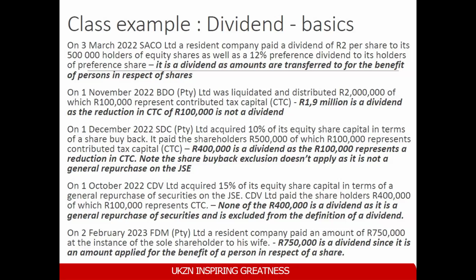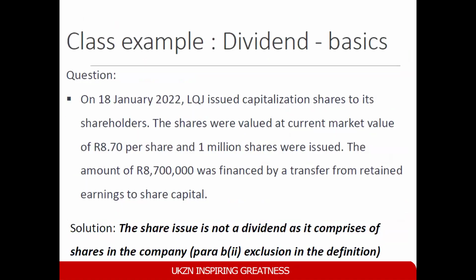So on 18th, the company issued shares to its shareholders, the shares were valued at a current market value of 8.7 per share, and 1 million shares were issued. So you can see it's 8.7 million. The amount of 8.7 million was financed by a transfer from retained earnings to share capital. So in this case, a capitalization issue to its shareholders. The share issue is not a dividend as it comprises shares in the company. So there is an exclusion under paragraph B2. As you can see, it was an issue of capitalization shares to its shareholders. So it's a capitalization issue. In this case, there was no distribution, but a capitalization issue.